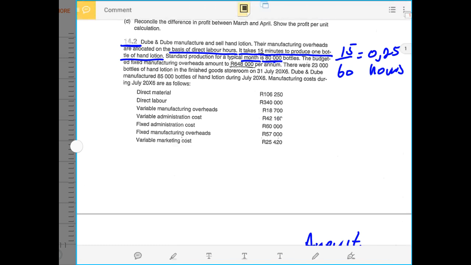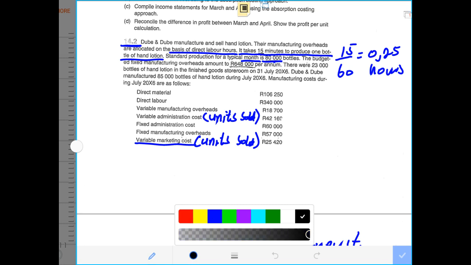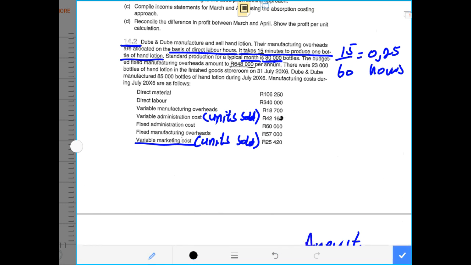And you must just mark that. It's very important. It will help us when we do the allocation. So now we continue to the next step.